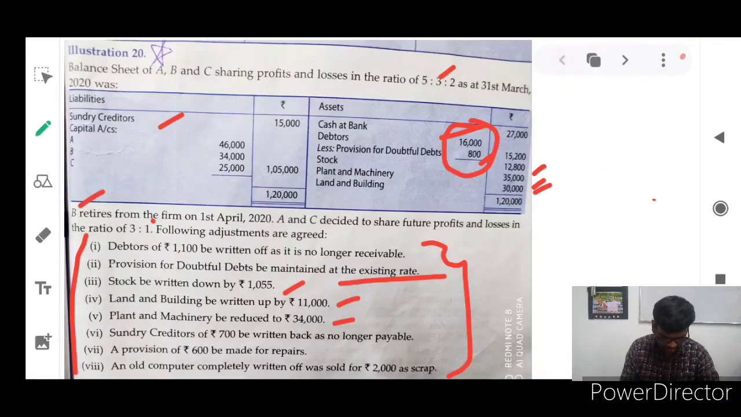The next one: sundry creditors of 700 be returned back as no longer payable. We are responsible to pay the sundry creditors 15,000 rupees. But now 700 rupees of the sundry creditor is returned back as no longer payable. So anyway, that is written off now. We no need to pay that 700 rupees. He may offer us that 700 rupees, you need not pay, remaining amount you pay me immediately, like this. So we no need to pay that 700 rupees to our creditors.